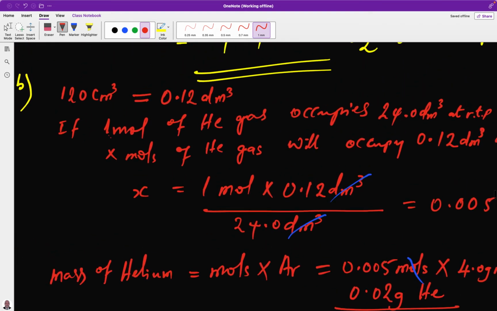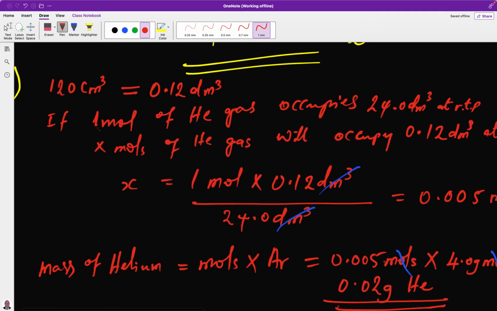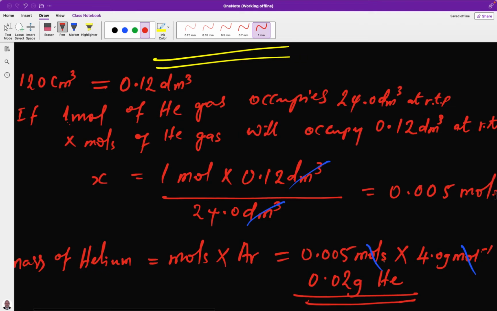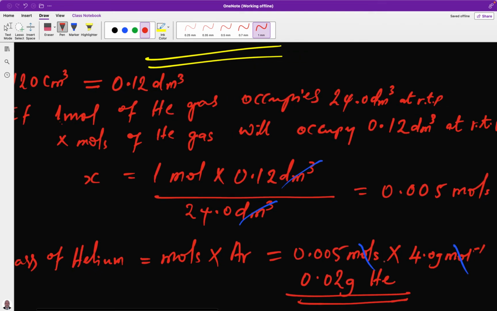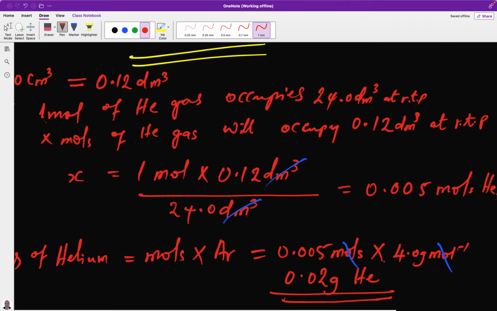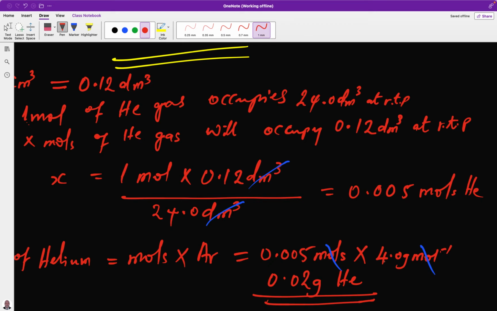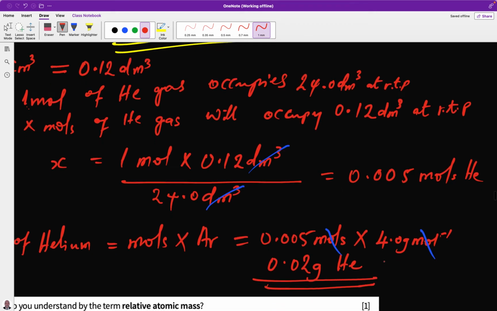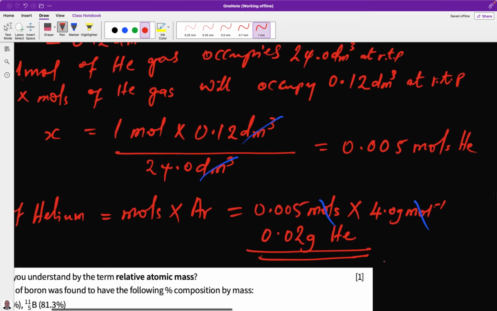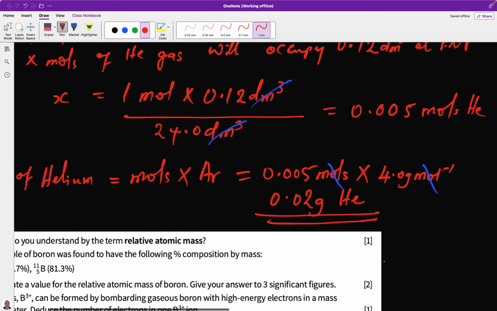So as I said, when you are given this, you just need to convert it into dm cube, then use the simple proportion: if 1 mole of helium gas occupies 24.0 dm cube at room temperature and pressure, then x moles of helium will occupy 0.112 dm cube at room temperature and pressure. You solve for the value of x. After solving for x, you have the moles of helium.